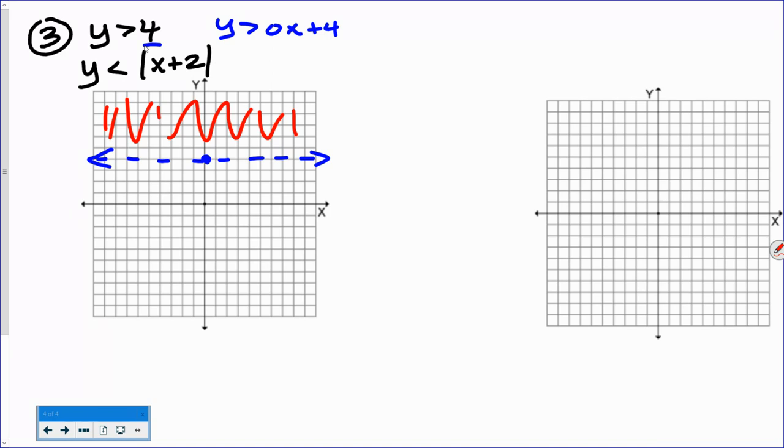All right, then y is less than the absolute value of x plus 2. So this would shift left 2. That would be my vertex. I don't have a number out in front of my absolute value, which would be creating some sort of stretch, compression, or reflection. So that's going to just keep that pattern of rising up 1 over 1. I will use dashed lines here for my V-shaped graph for my absolute values. And it says y is less, so I will shade underneath that V shape.